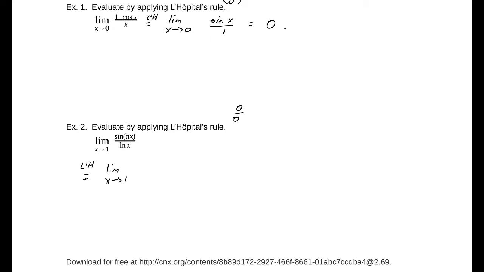Limit as x approaches 1 of, and we'll take the derivative there, so that would be pi from our chain rule, cosine pi x over 1 over x. Now, let's evaluate again. The denominator, as you approach 1, is going to 1. The numerator is going to negative 1 times pi, so negative pi. And I'm going to go ahead and rewrite this. This is not L'Hopital's rule. I'm just simply rearranging: pi x cosine of pi x. And if we evaluate that at 1, we do, in fact, get negative pi.